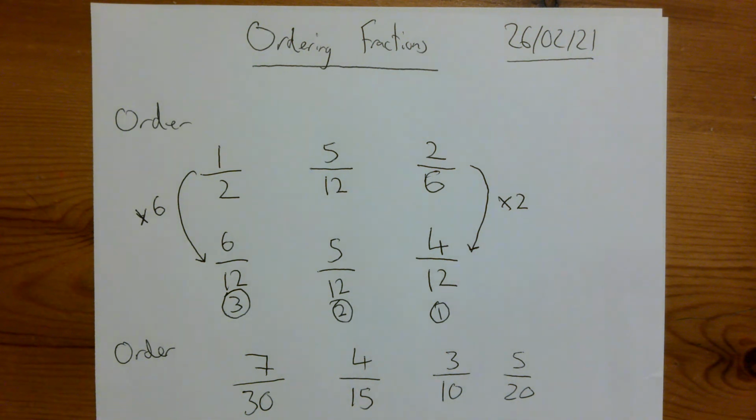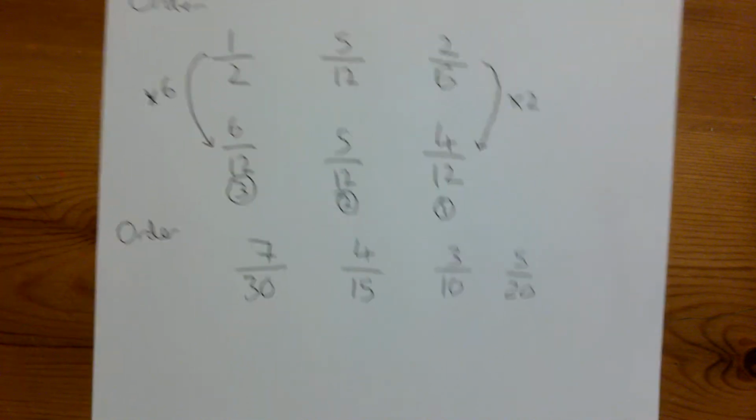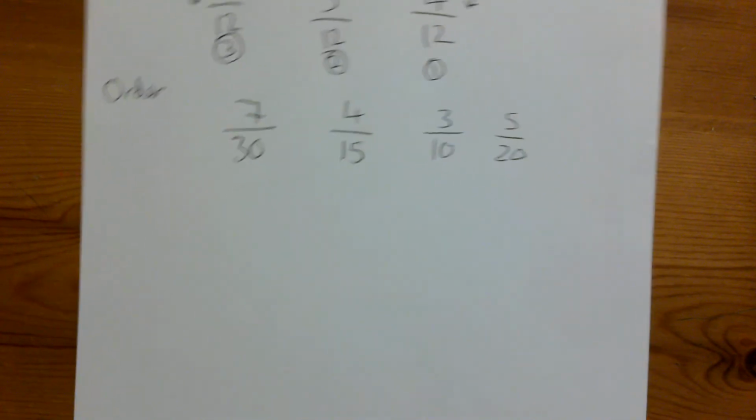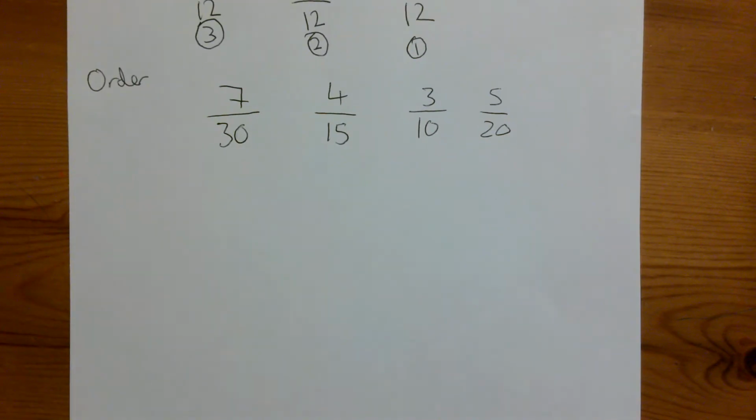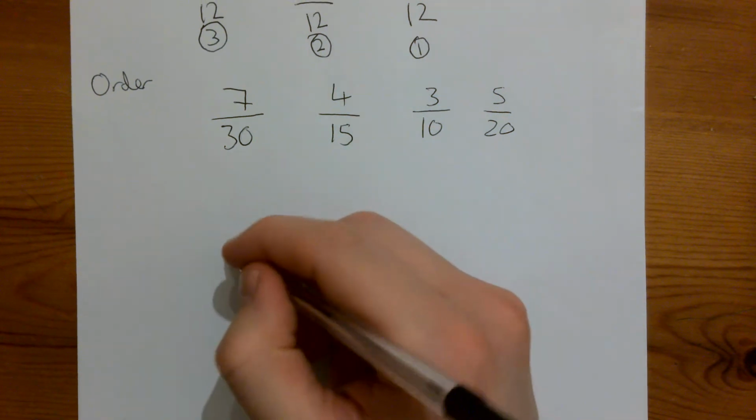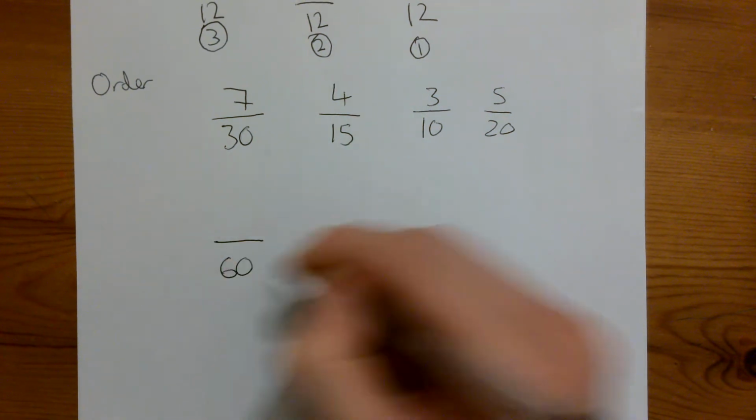We're going to have a look at one more together then. So we've got 7 30ths, 4 15ths, 3 10ths, and 5 20ths. What can I multiply all of those denominators up to make? Now there are lots of different numbers I can multiply them all up to make, but the easiest one that we could do is 60. We can make them all over 60.